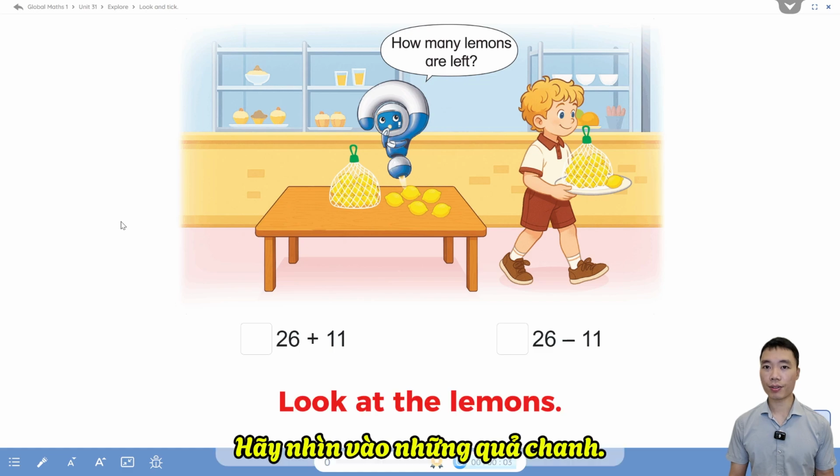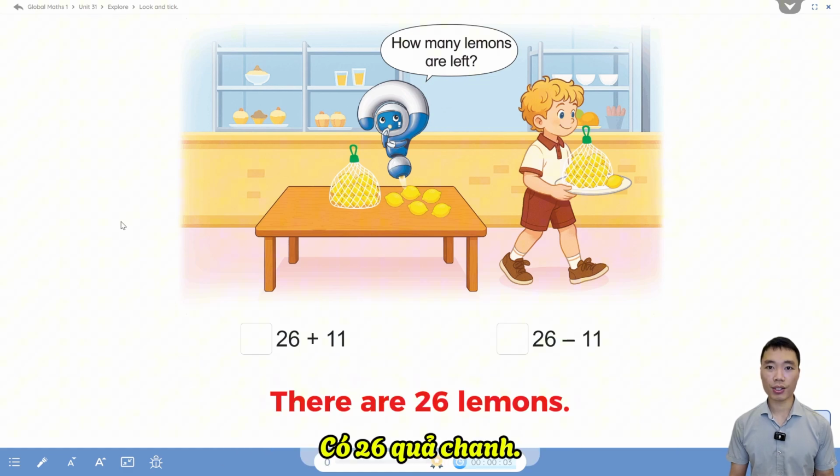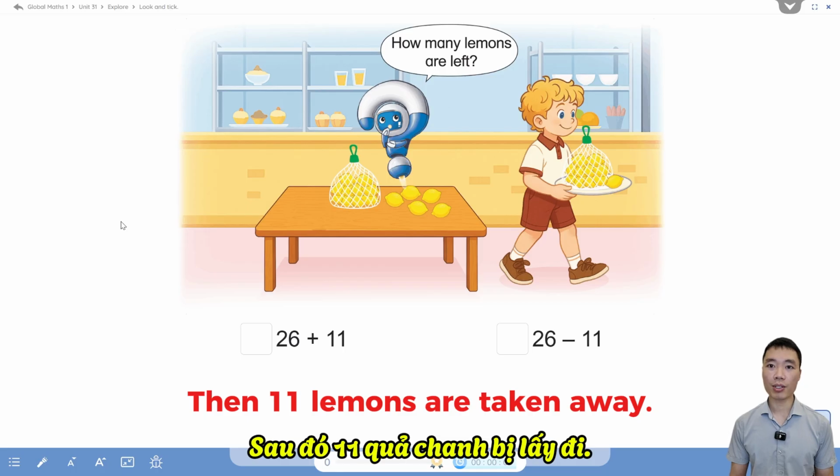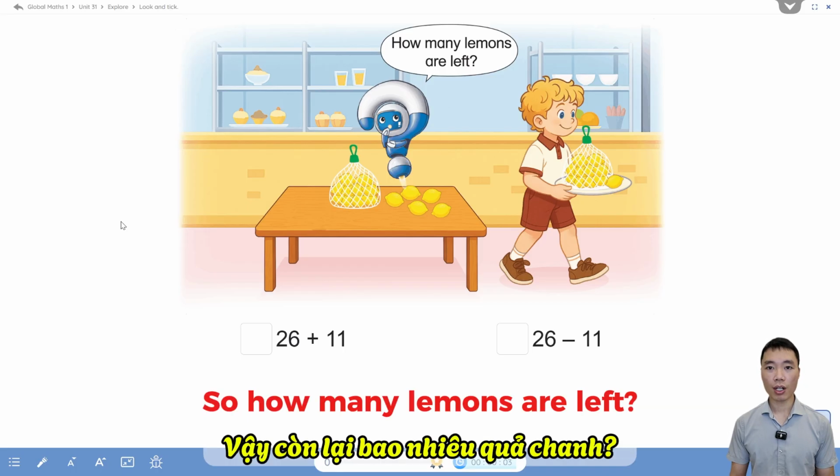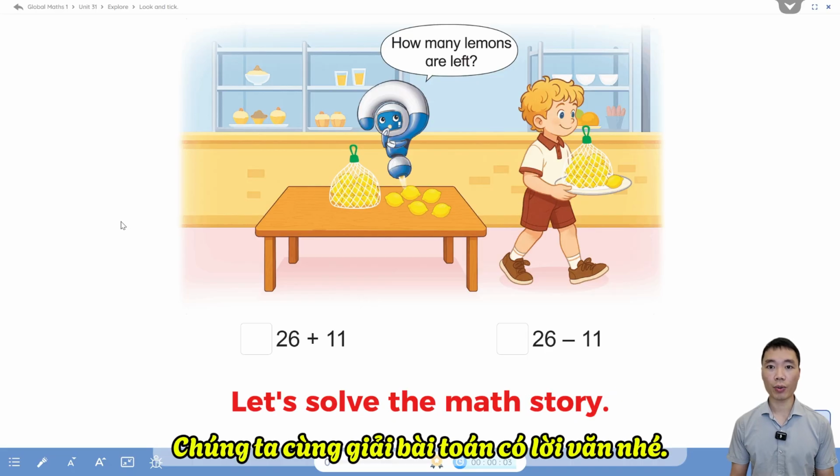Look at the lemons. There are 26 lemons. Then 11 lemons are taken away. So how many lemons are left? Let's solve the math story.